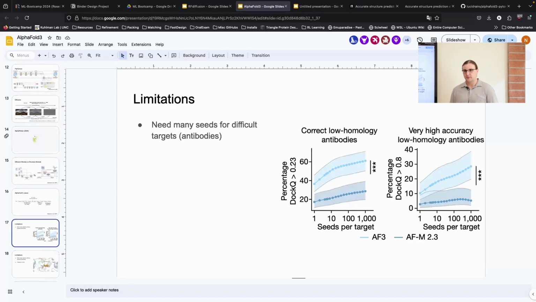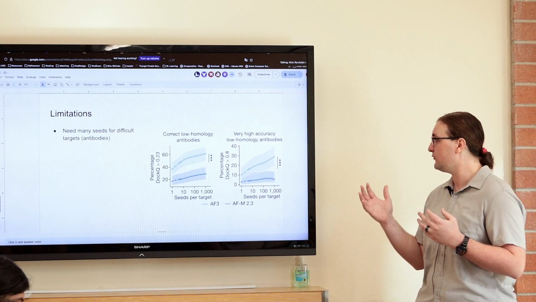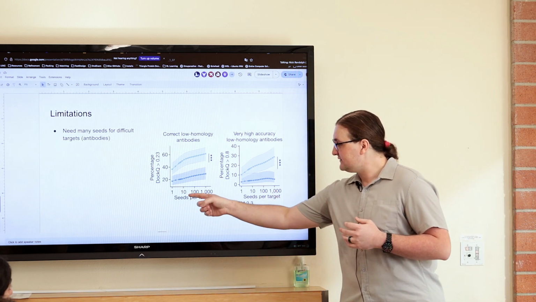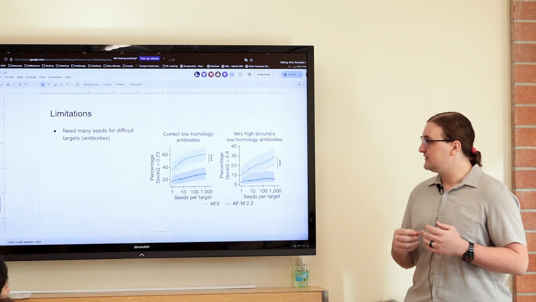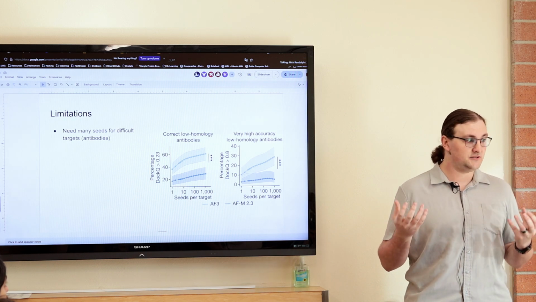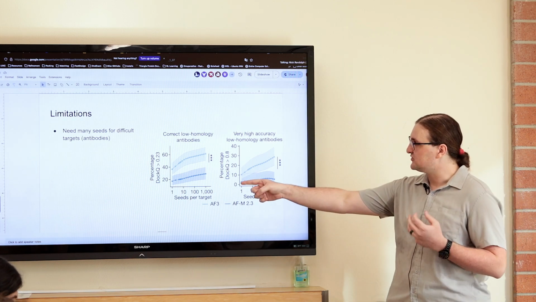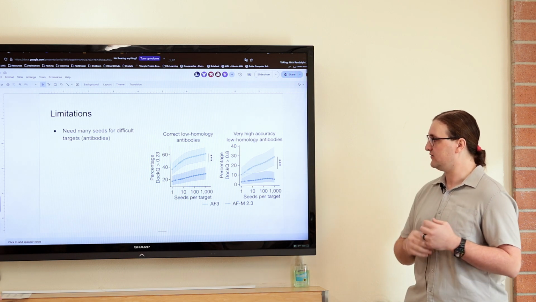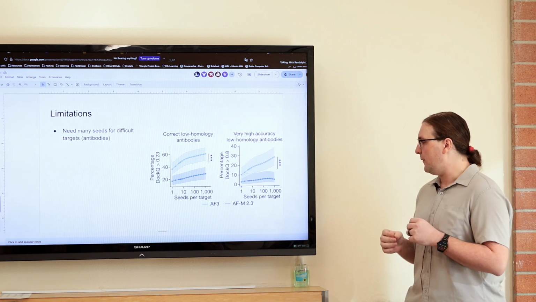Okay, so I want to talk about some limitations. These have different limitations than AlphaFold2, although some of them are similar. The first of which is it needs a lot of seeds for difficult targets. Like I said, for antibodies, they used 5,000 seeds in order to get that 60% success rate. And here they show these plots of, as they increase the number of seeds, how does the percentage of successful docks change? So this first one is just successful docks. This one is high accuracy docks. So you can see it's much harder to get a high accuracy correct location.